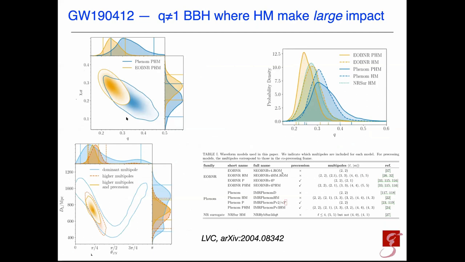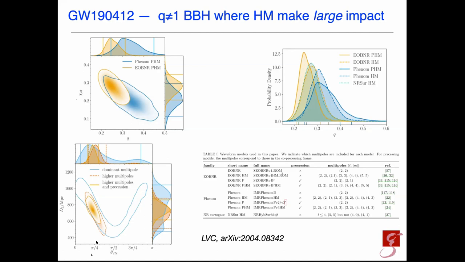Especially, what you can see now is that if you're looking down here, this is where the most pronounced improvement is being made. The higher multipoles do indeed change how well you can measure the orbital inclination of the binary, because the emission pattern of the higher multipole radiation is different from the emission pattern of the 2-2 multipole.